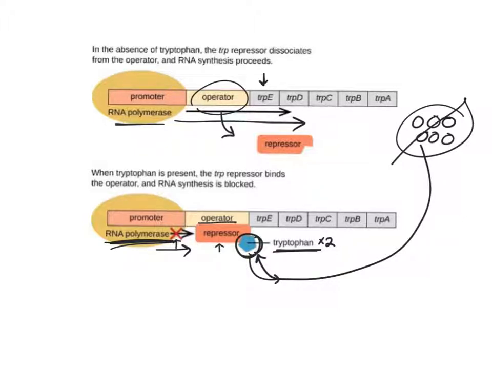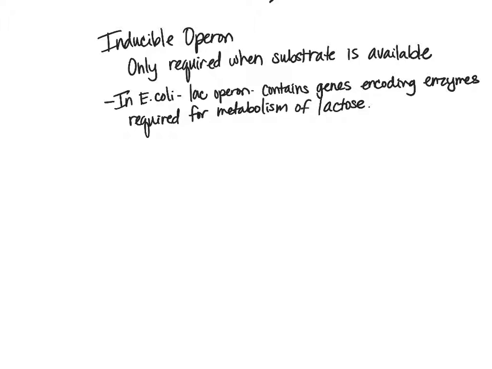The other type of operon that we are going to talk about is an inducible operon. In an inducible operon, this is only required when the substrate is available. So the example that we have for an inducible operon is also from E. coli, and this is called the Lac Operon, and you need to be familiar with this one as well. The Lac Operon contains genes that encode enzymes that are required for the metabolism of lactose. So as we said, it's only required when the substrate is available. In this case, the substrate is lactose, so when lactose is available, this is when this operon will be turned on.